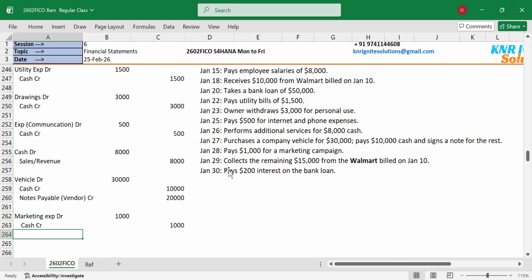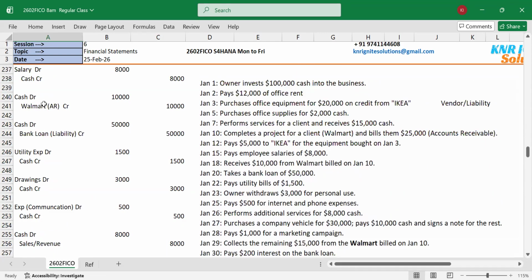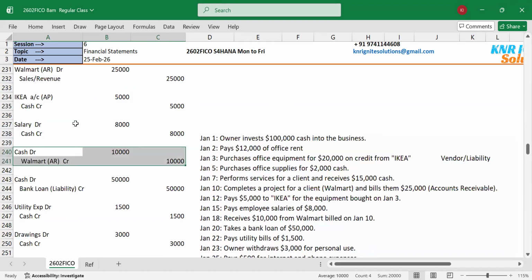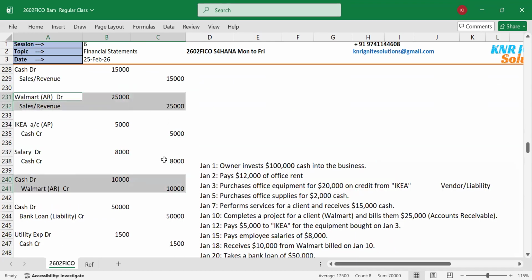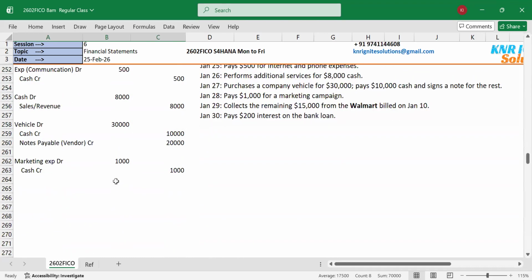The next transaction is that he collects the remaining 15,000 from Walmart. Walmart paid 10,000 earlier, out of a 25,000 transaction. The remaining 15,000 they were supposed to pay, and they are paying it here as the full and final settlement. If they had paid only 14,000, there would be a bad debt as well. But there is no bad debt concept here as they are paying in full. Whenever a bad debt comes into the picture, we need to understand how to write it. For now, don't worry because it's just full cash.